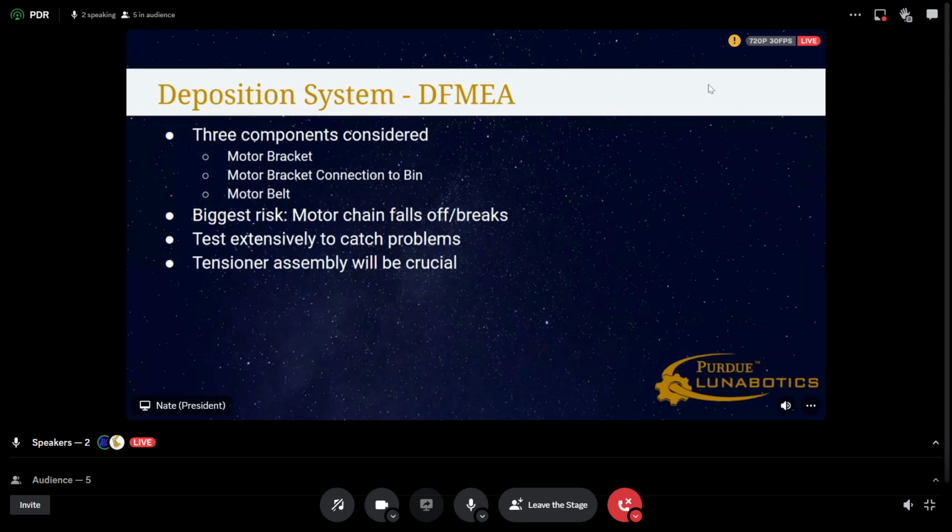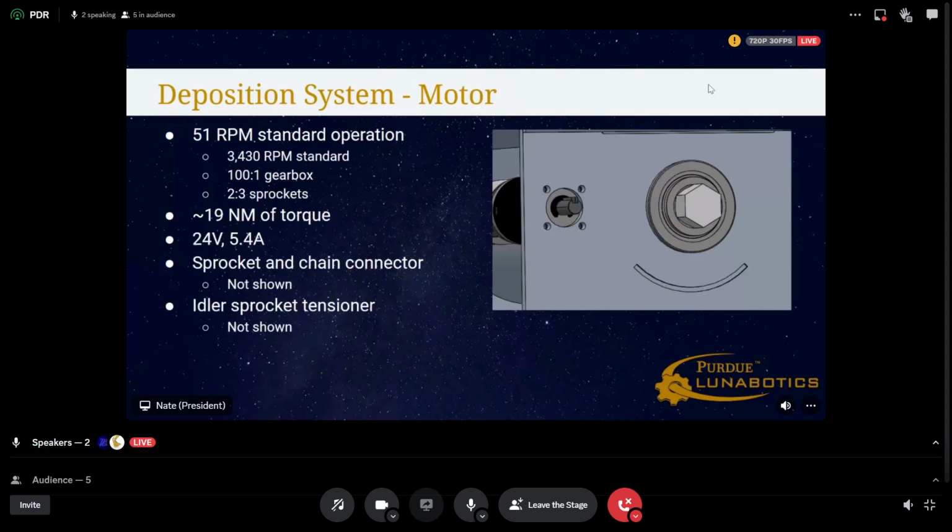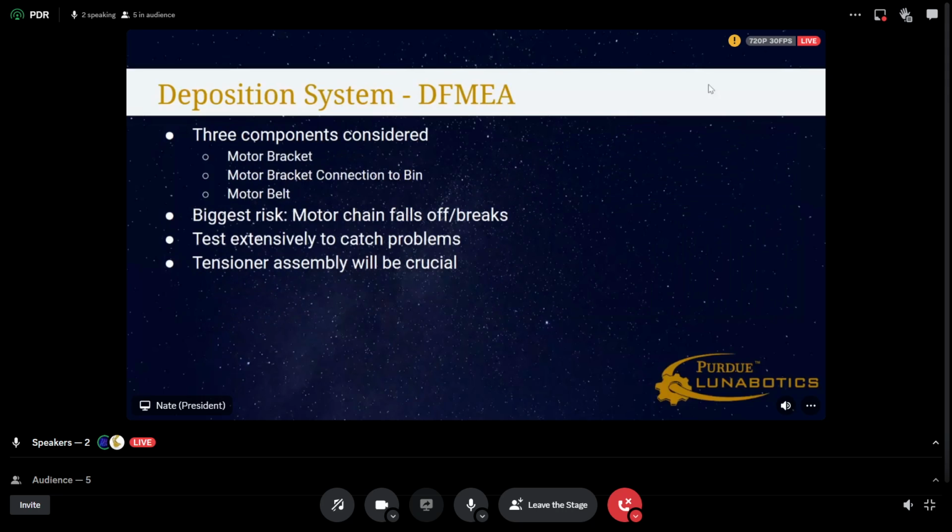And then we, of course, ran a DFMEA looking at the deposition system. We looked at 3 components to be considered for failure. The motor bracket, which is that whole front plate that has the motor and is also connected to the front of the bin, and then we looked at that bracket's connection to the bin itself, and then we looked at the motor belt or the motor chain. The biggest risk that we identified is the motor chain falling off or breaking during competition run, which is of course a real possibility.